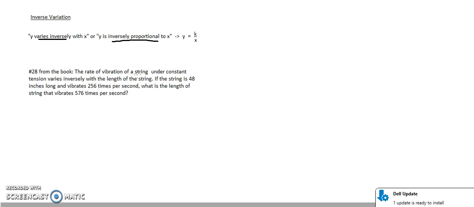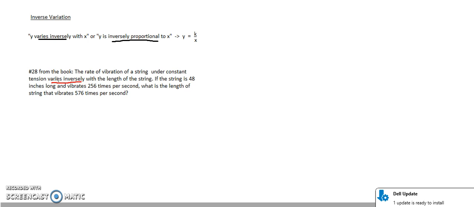The rate of vibration of a string under constant tension varies inversely, those are the words we're looking for, with the length of the string. If the string is 48 inches long and vibrates 256 times per second, what is the length of string that vibrates 576 times per second? Okay, so there's a lot of information here. Let's break it down to what we need.